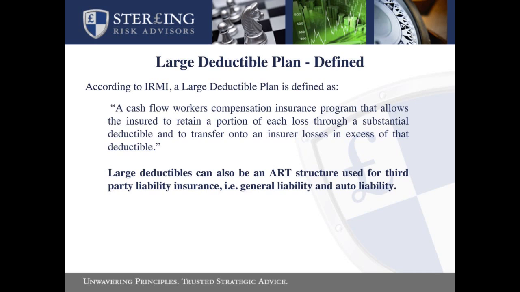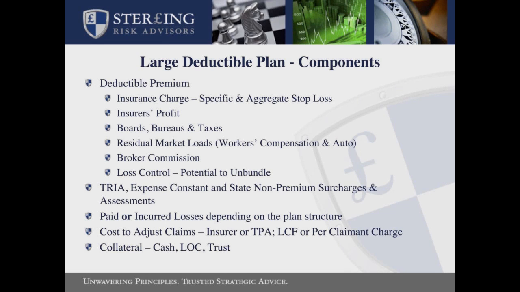A large deductible, here, Hermie says, is a cash flow workers' compensation program that allows the insured to retain a portion of each loss up to a substantial deductible and transfer to an insurer losses in excess of that deductible. Large deductibles can also apply to third-party liability insurance, general liability, and automobile. And as I mentioned earlier, a deductible is different because we can certificate that it's first dollar coverage, because the insurance company has an obligation to pay the claim and then seek reimbursement from the insured for the claim that's paid.